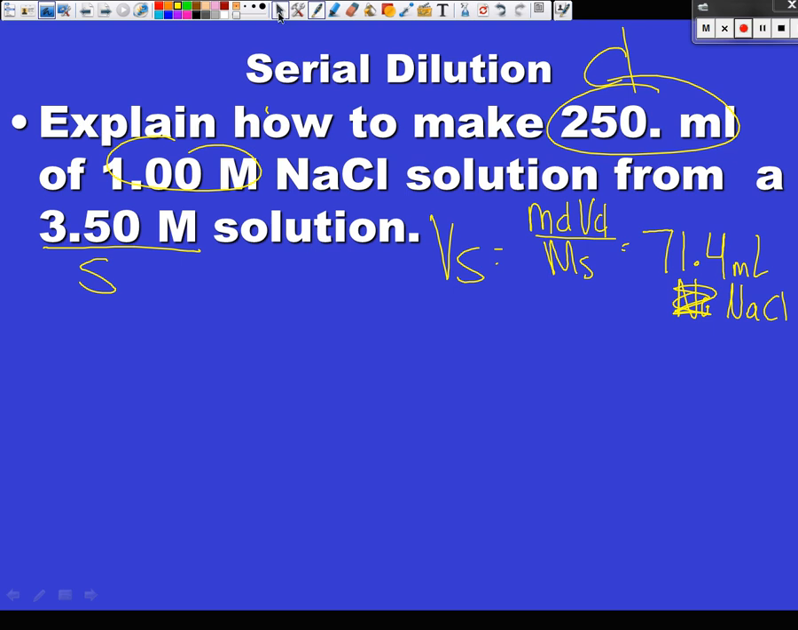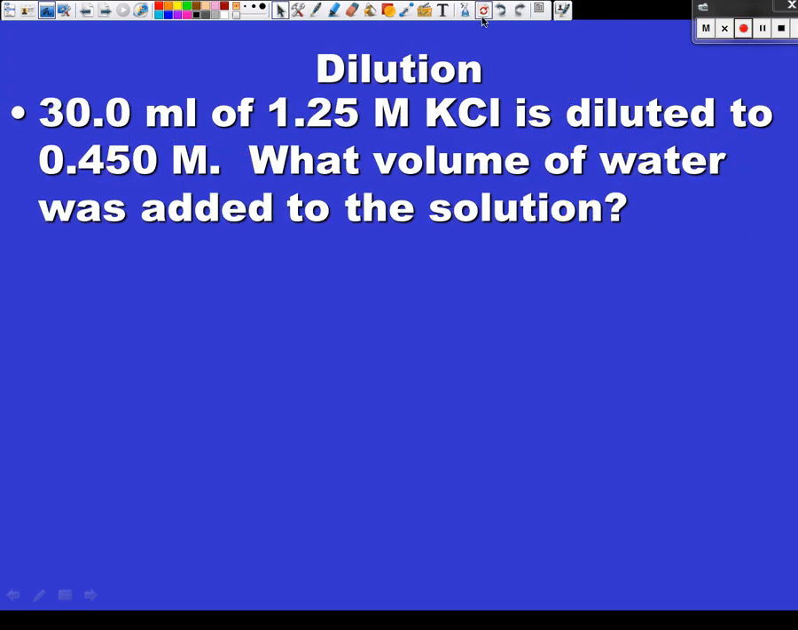Madison, go ahead. No, not mass. Measure. Okay, so I want to make sure this is measure, not mass. Volumetric flask. You would pour the 71 mils into the flask, and then you would add deionized water until it reaches the mark on the neck.